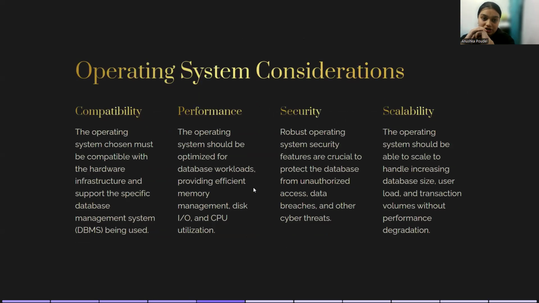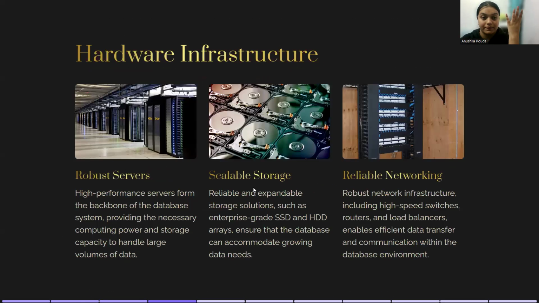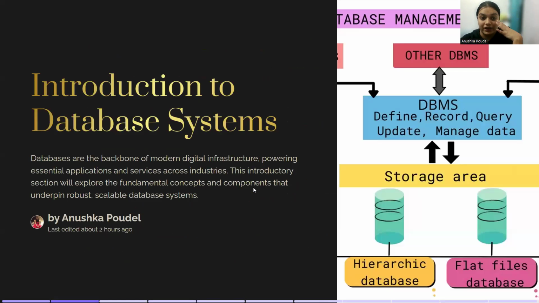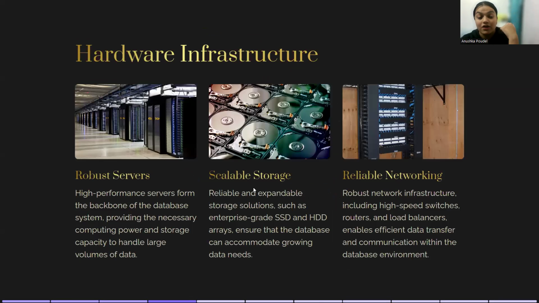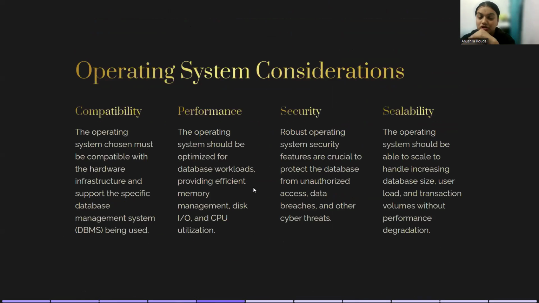Operating system consideration. Now, what should we consider? We looked into the four components of a database. Now we are looking into each one in specific. First, we looked into hardware infrastructure. Now we're looking into the OS, and while choosing an OS we need to consider these four aspects. Number one is compatibility. Number two is performance. Number three is security. And number four, most importantly, scalability.